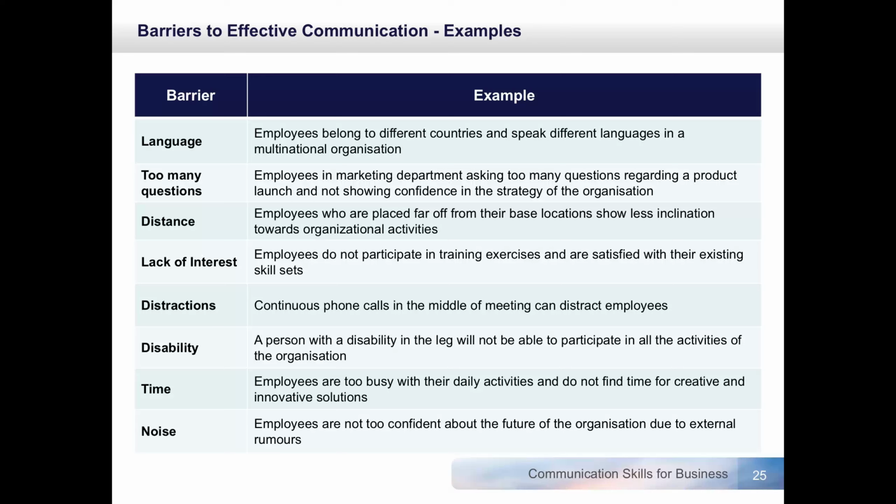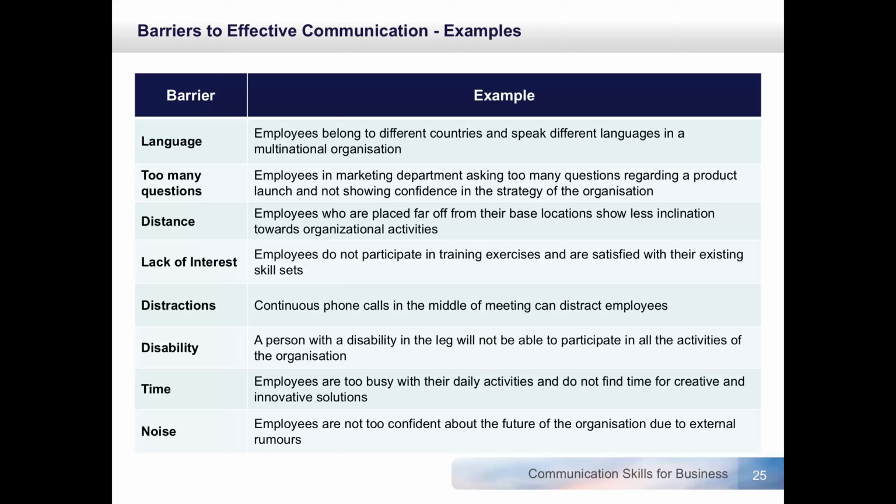There are other barriers like lack of interest, distractions, disability, time, and in some cases noise, which does tend to happen when we do a conference, because I would either get an echo or the connection is not good, and sometimes this interference constitutes something called noise, and it can also be interpreted as a barrier to effective communication.